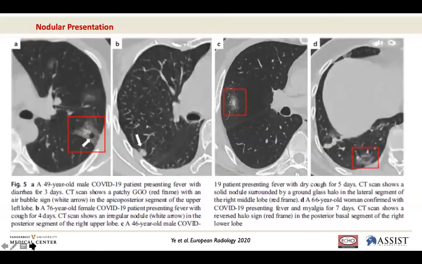Next slide, please. Another presentation is nodular densities. These are sometimes less worrisome, but they can progress. But you see these nodular densities can appear as part solid, or again, a ground glass opacity that's commonly identified in these individuals. Next slide, please.